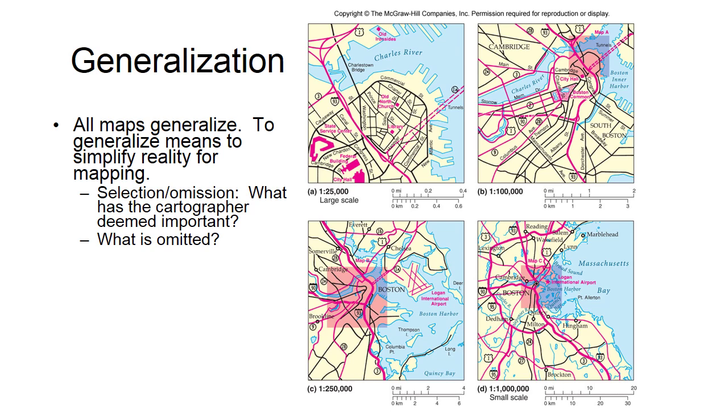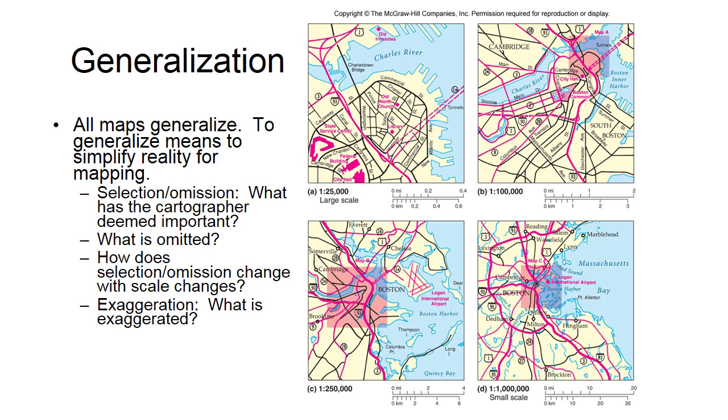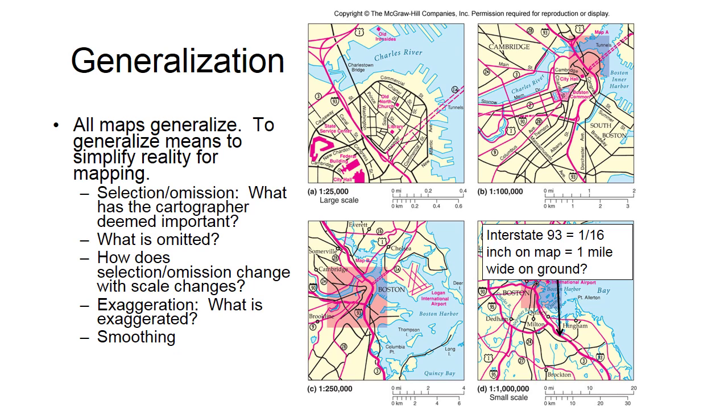In order to emphasize some features, they might need to be exaggerated, which is another kind of generalization. An important highway might be shown as a thick red line. Consulting the scale might reveal that the line thickness represents a mile or more on the ground. No road is that wide, but the cartographer exaggerates to illustrate the highway's importance.